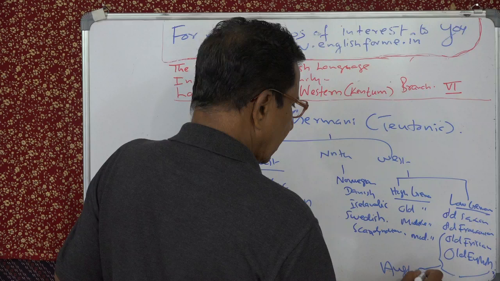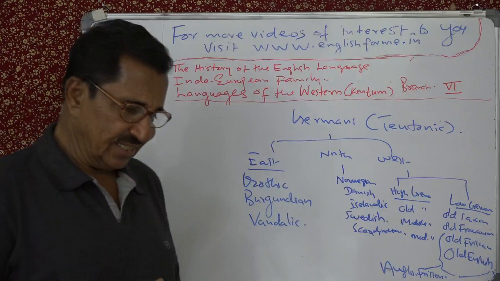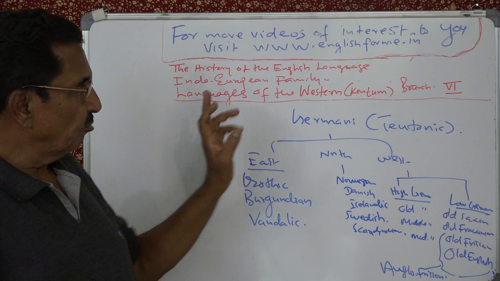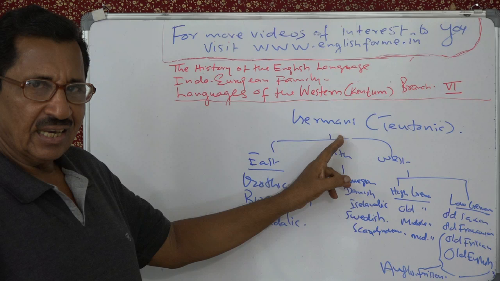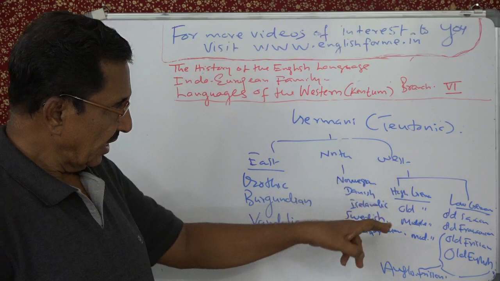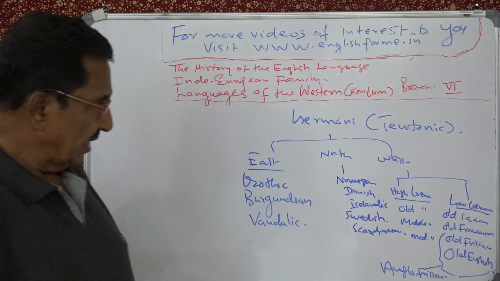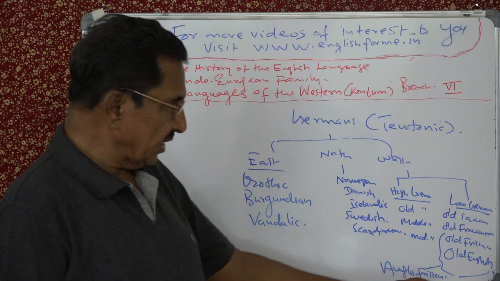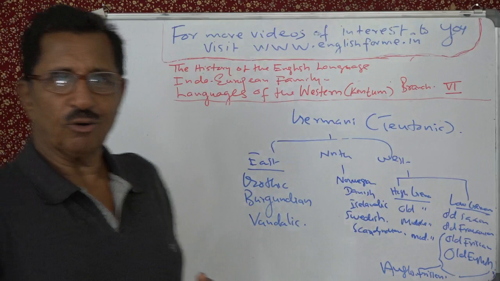Anglo-Frisian. So now you know where English stands. English is descending in the European Western branch. The branch, the Germanic: East, North, West, and there you have West, High German and Low German. And here in Low German, you have Old Saxon, Old Franconian, Old Frisian, Old English, together you can say Anglo-Frisian. So you can see where we stand now. You can trace the descent of English.